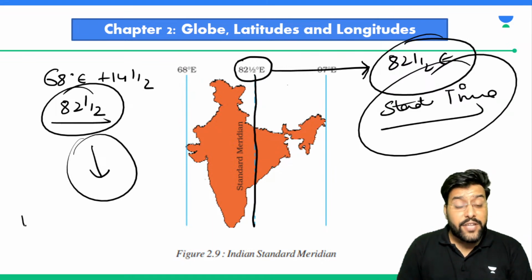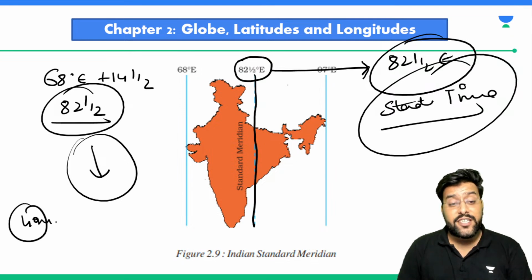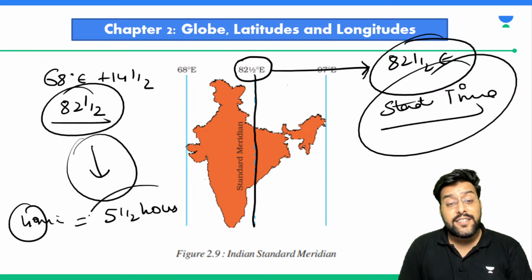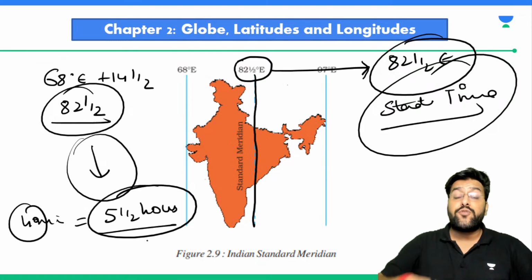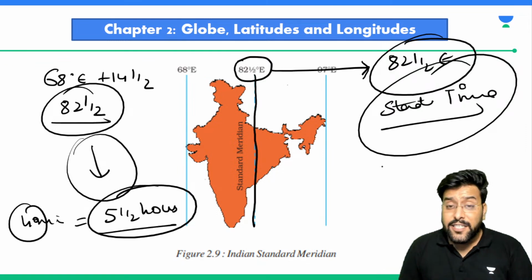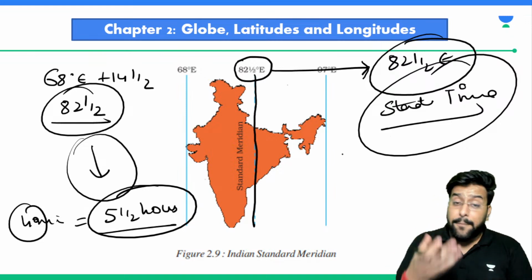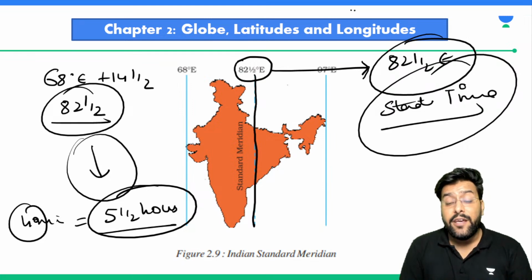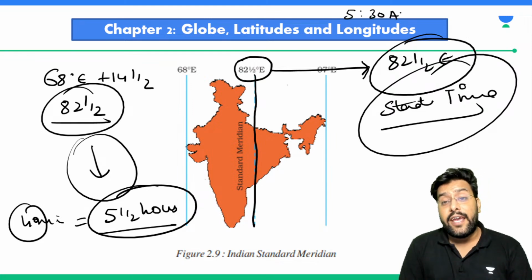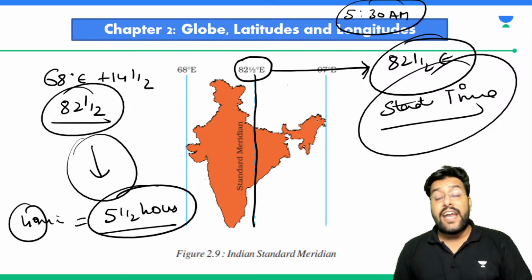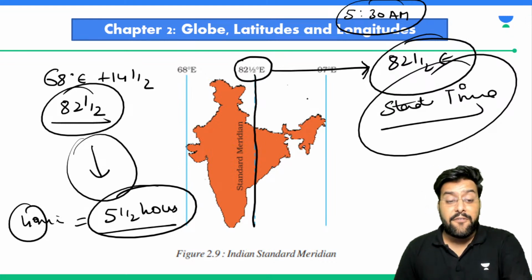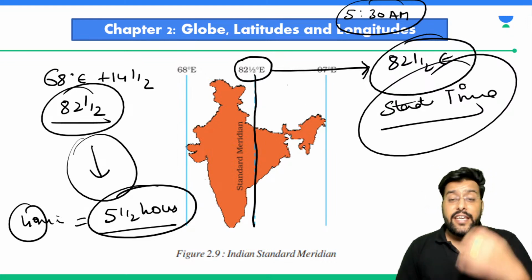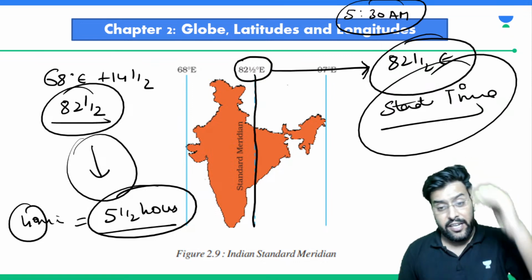With the help of that 4-minute calculation, we were aware that India is 5.5 hours ahead of Greenwich Mean Time. So it was decided that at this particular time, the time for entire India will be 5:30 a.m. And that's what became the standard time for each and every state, each and every district, each and every individual living in India.